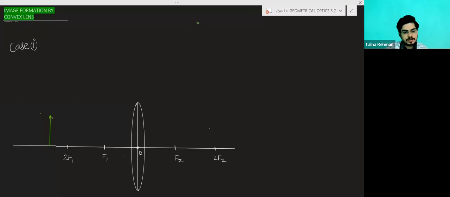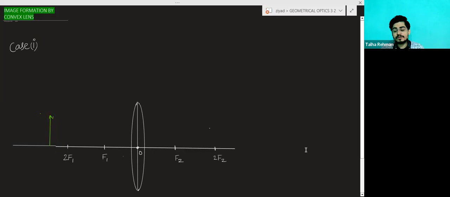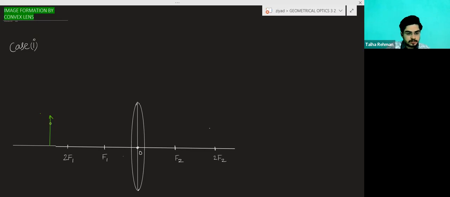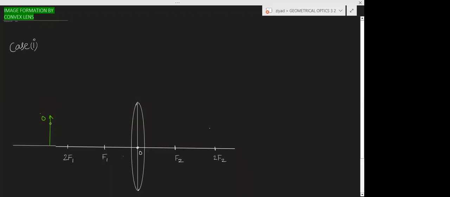Now we will draw the ray diagram, and with the help of the ray diagram we will get where the image will form. So this is the object. Now I told you in case of the mirrors also, for the image formation at least 2 rays from the object must be refracted or reflected. So now we will take 2 rays.